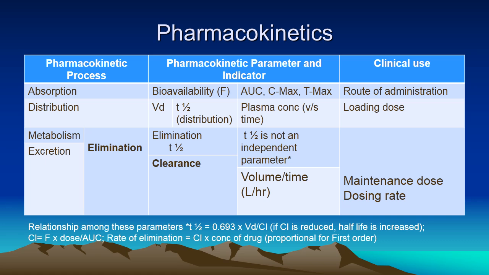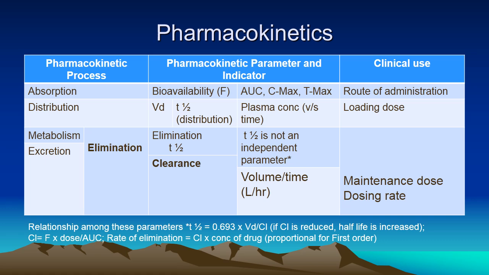Each has its own parameter which is measurable: bioavailability, volume of distribution, half-life, and then clearance, that is the volume per unit time. Usually we take liters per hour. For bioavailability, the area under curve, Tmax, Cmax are useful.